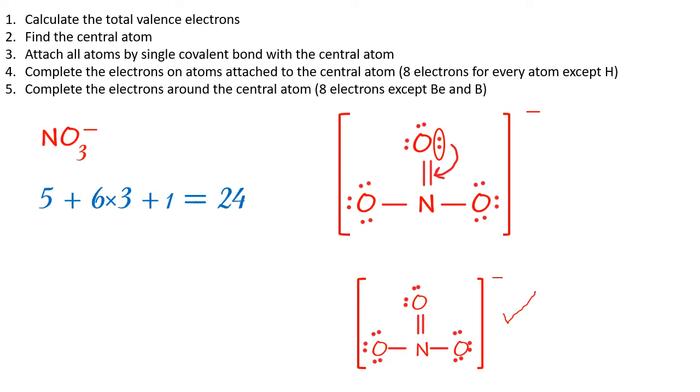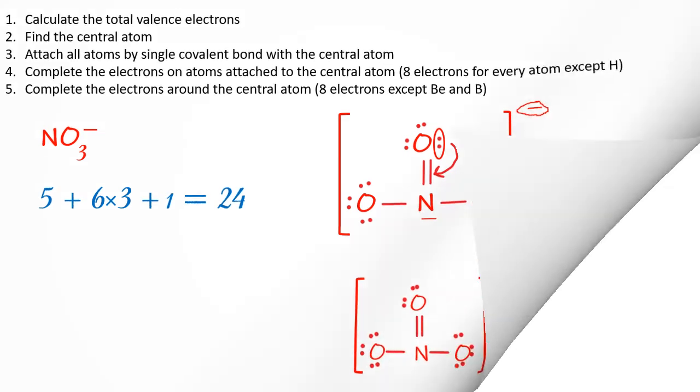Okay friends, as it is an ion, you must put brackets and after that you have to write the charge. This is the Lewis structure for NO3 minus, the nitrate ion. Okay friends, now another thing. This nitrogen can make a double bond with any of these 3 oxygen atoms.